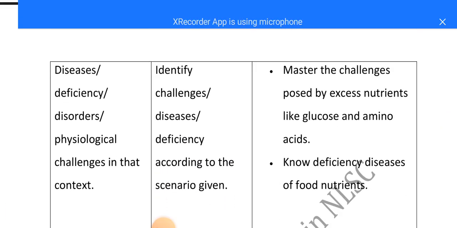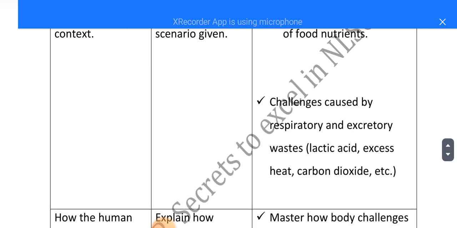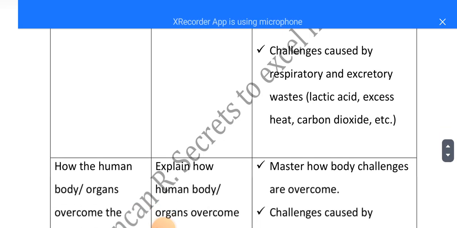You can talk about the diseases, deficiency disorders, physiological challenges in that context. Then identify the challenges, diseases, deficiencies according to the scenario given. Then you have to master the challenges posed by excess nutrients like glucose and amino acids. Then you should also know the deficiency diseases of the food nutrients. Then challenges caused by respiratory and excretory wastes, in bracket lactic acid, excess heat, and carbon dioxide.